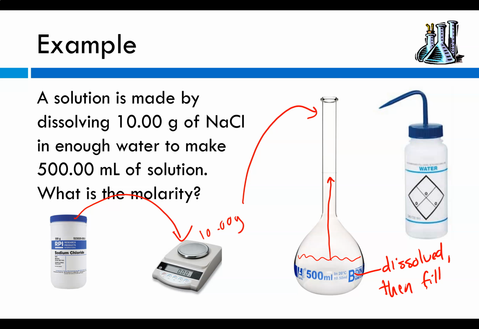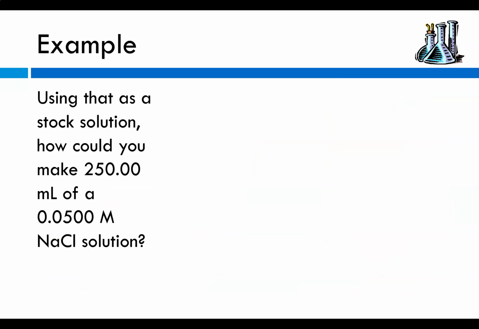All right. Let's talk a little bit about making a dilution. So we're going to assume that this has prepared our stock solution. So we're going to use that as our stock. How could we make 250 milliliters of a 0.0500 molar sodium chloride solution? Let's do the math on this first.